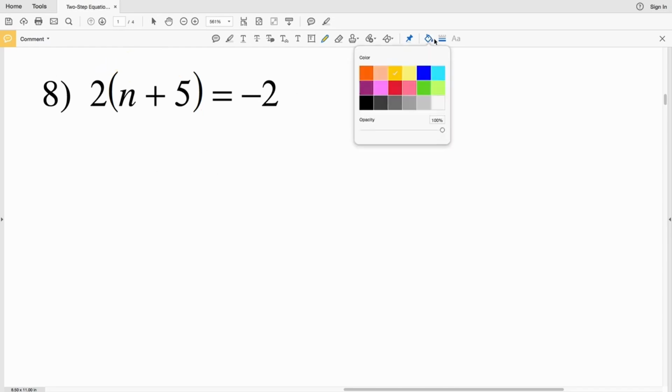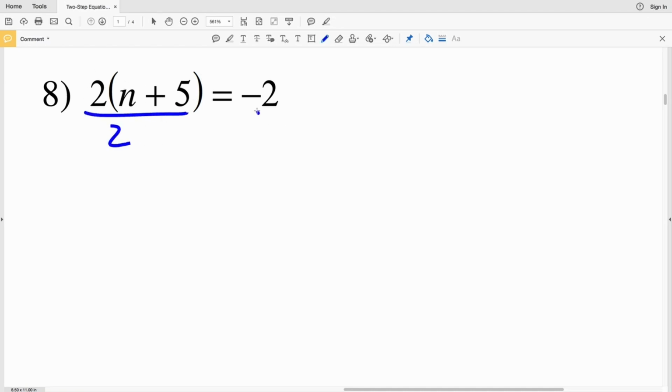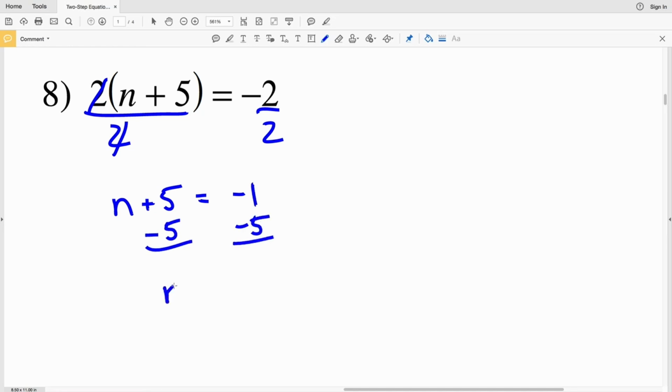Or we can start by dividing by 2 initially. Since the 2 is multiplied by both n and 5, we're able to remove that 2 from both. So divide both sides by 2. 2 divided by 2 will be 1, so we're going to be left with n plus 5 equals a negative 1. Then we're going to subtract 5 from both sides to get n equal to negative 6.